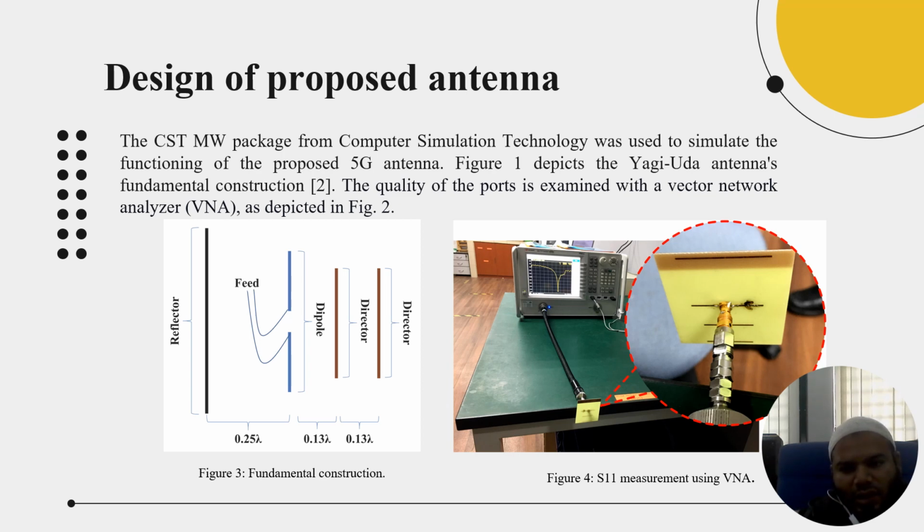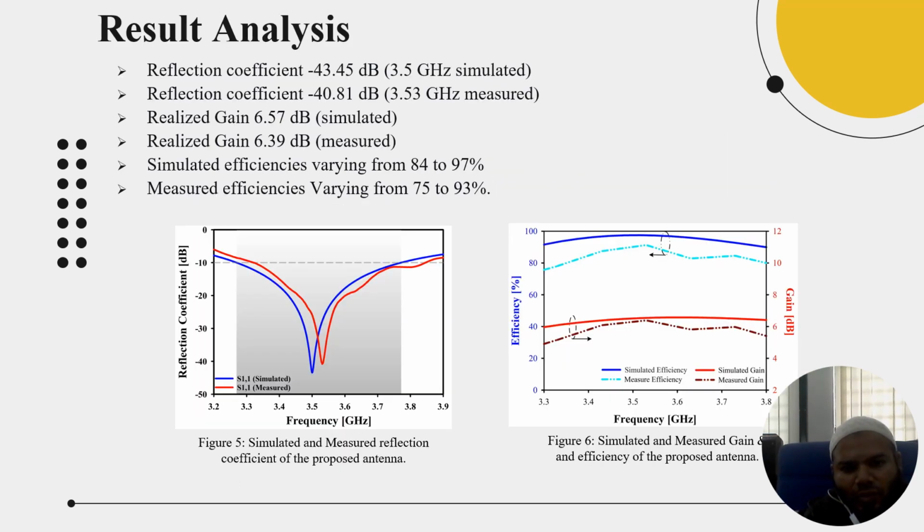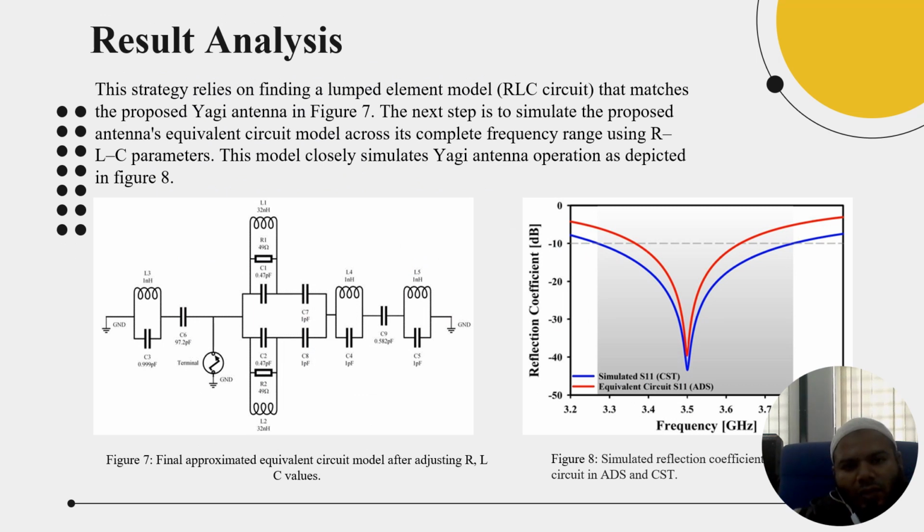And finally, this is our proposed design for the Yagi antenna, and on the right side, how we can measure this antenna in the lab. Our simulated results and the prediction results are almost similar. The reflection coefficient is also similar between the predicted and simulated results, and the gain and efficiency are also good according to the simulated and measured results. So both results, simulated versus measured, are very good for our antenna.